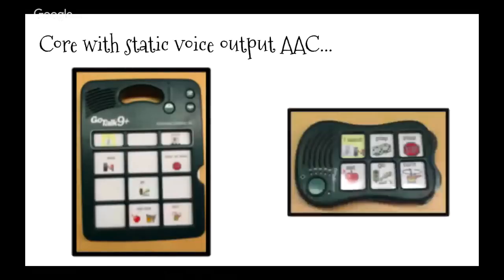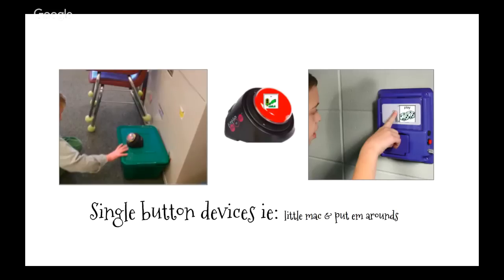And then here's some more examples of some core with static voice output devices, the attainment devices, the TextSpeak 32, the GoTalk 9, the GoTalk 20, so many different options out there. And then for those students that really aren't ready for a larger display device, we use single button devices like little step-by-steps or the little Macs. We love those, and we'll put those around, utilizing that core vocabulary all across the room to communicate.